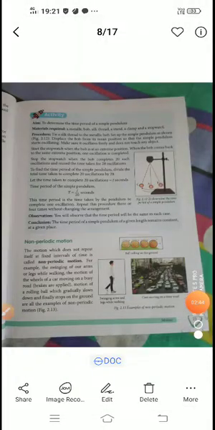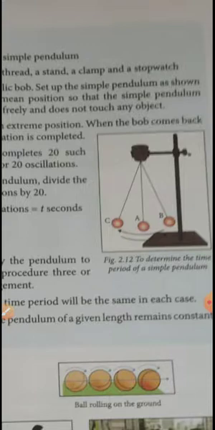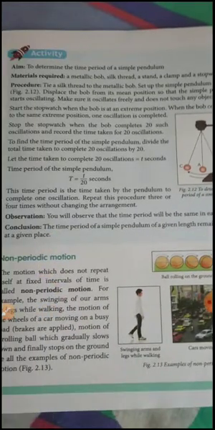Based on this, we have an activity where they have given a simple pendulum which is suspended from this point, and it is attached to a rigid rod. Now they are going to oscillate the pendulum, and they are going to calculate the time period for 20 oscillations. So in order to calculate the time period, I have to divide how many seconds it has taken by 20, as I told you in the previous example.